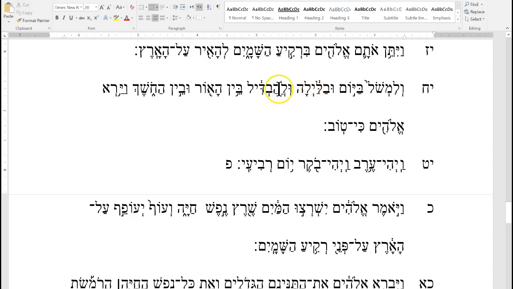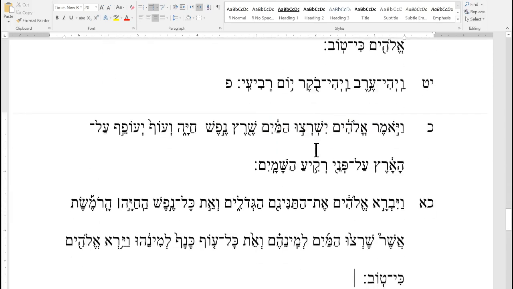U le havdil, so this is that badal word again, a hifil. This is a construct, infinitive construct. And to cause a division, bein ha'or uvein ha'choshech, to cause a division between the light and between the darkness. Vayar Elohim ki tov, and God saw that it was good. Vayhi erev vayhi boker yom revi'i. There was evening and morning, a fourth day.